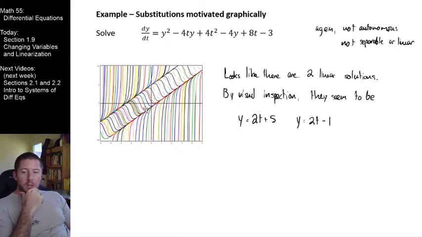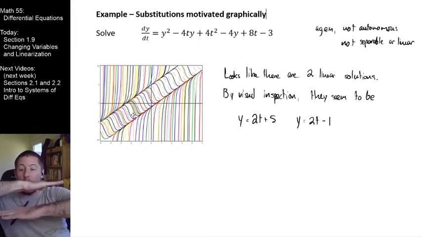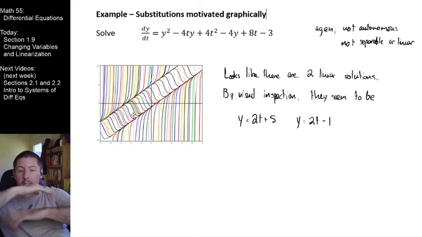So what I want to do is use this to motivate a substitution. Here's what I'm thinking to myself. This seems almost like a really nice graph, right? This seems almost like something that would be autonomous, right? Like I could draw a clean slope field if only these two skew lines were horizontal lines, where the equation is just a value being equal to a constant.